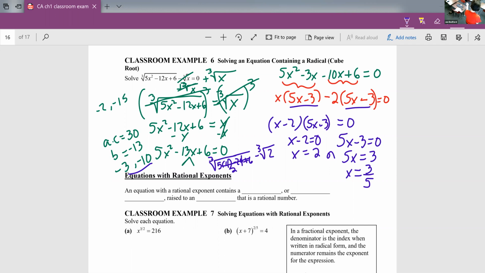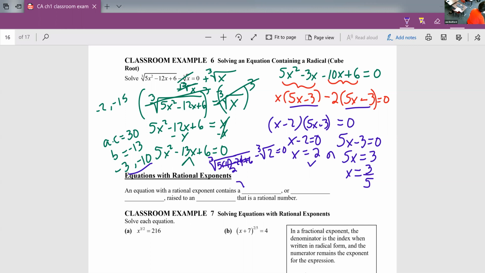Would the cubed root of 2 minus the cubed root of 2 equal 0? Isn't that something minus itself? That's got to be 0. 2 actually works, even though it would be some nasty decimal. If I put it in the calculator, I can just clean up what's underneath and see if I've got the same number underneath. We could do the same thing with 3/5.